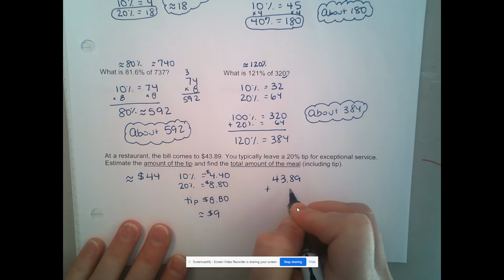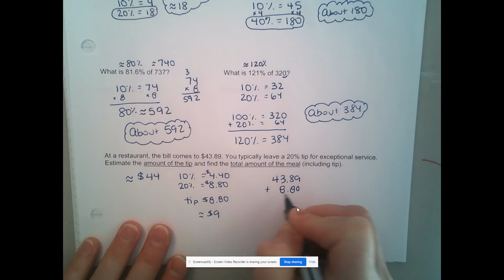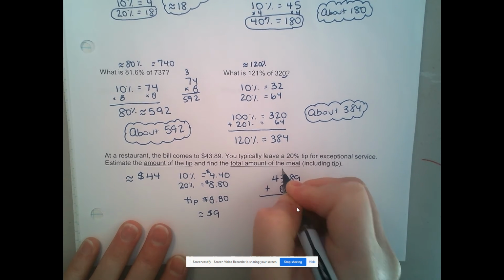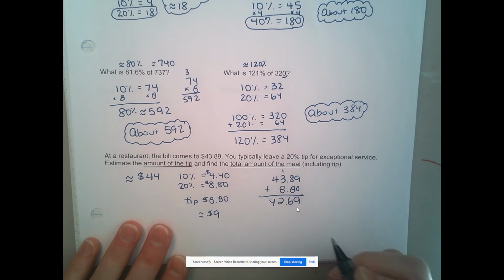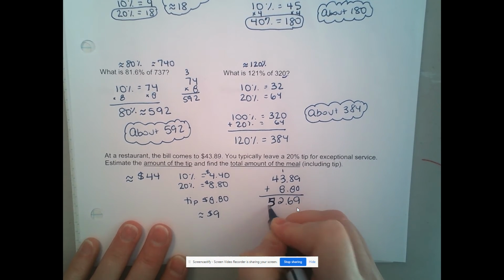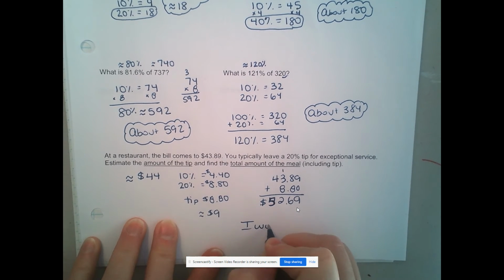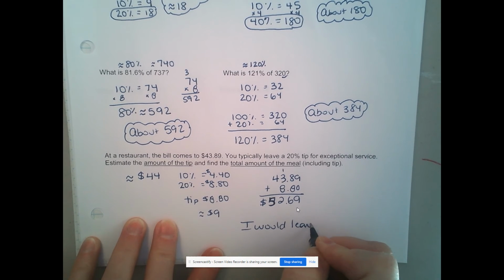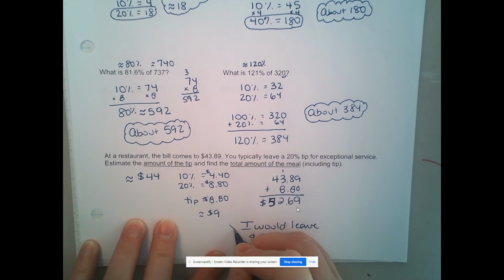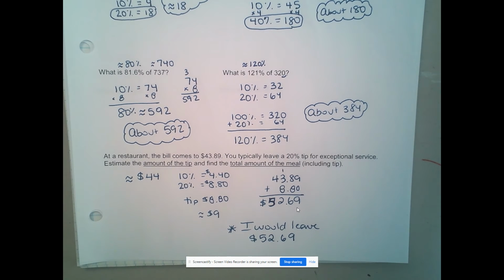You have the original $43.89. You have to add in the tip. So if you wanted to add in that $8.80 tip, you would pay a grand total of $52.69. So I would leave $52.69. That would cover my meal and it would cover the tip.